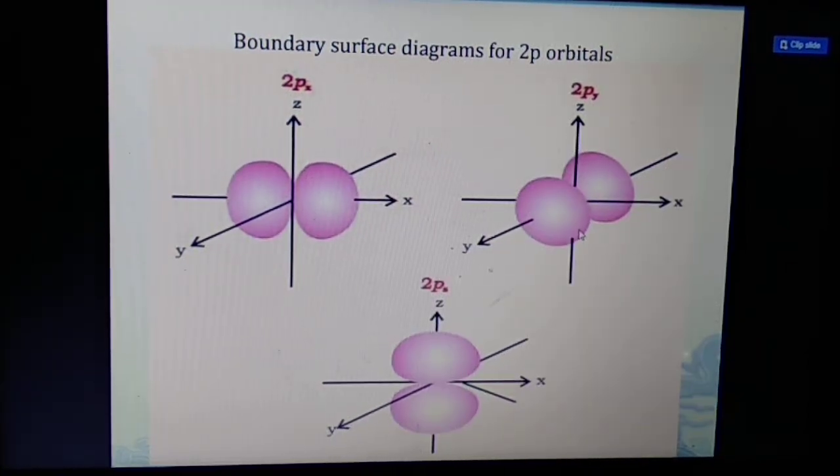So students, these are the boundary surface diagrams for 2p orbitals along the x direction, that is 2px, along the y direction, 2py, and along the z direction, that is 2pz. So this is the boundary surface diagram for 2p orbitals. You note it down, draw the diagram in the notebook. What is a node, the calculation of the nodes for different types of orbitals, and the diagrams of the different orbitals, students, you have to practice more and more.